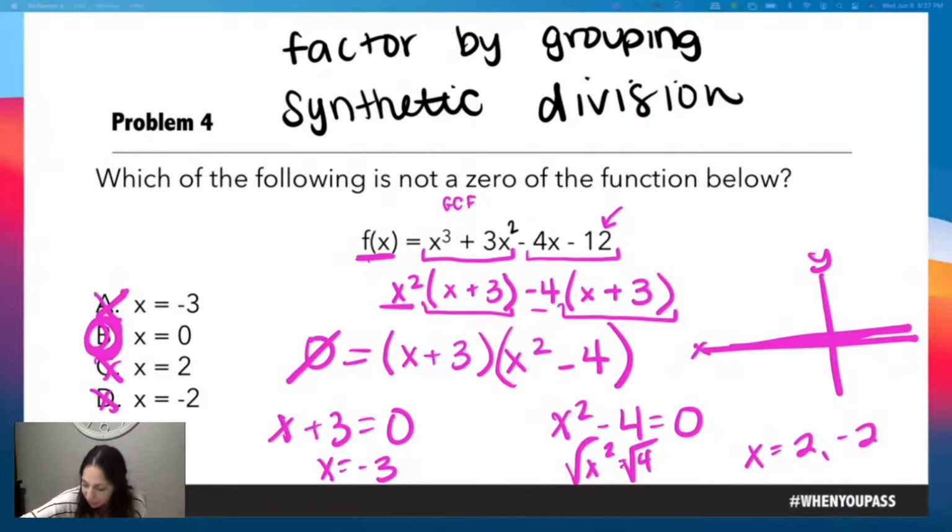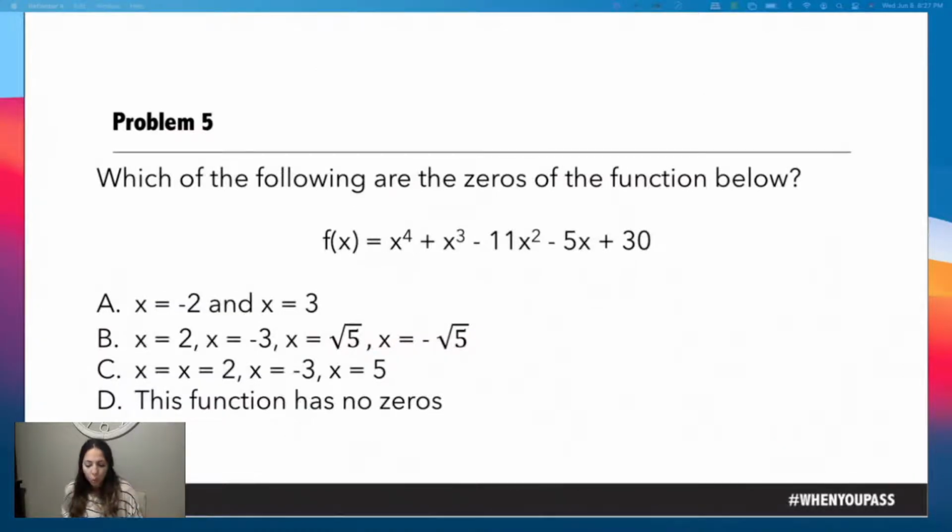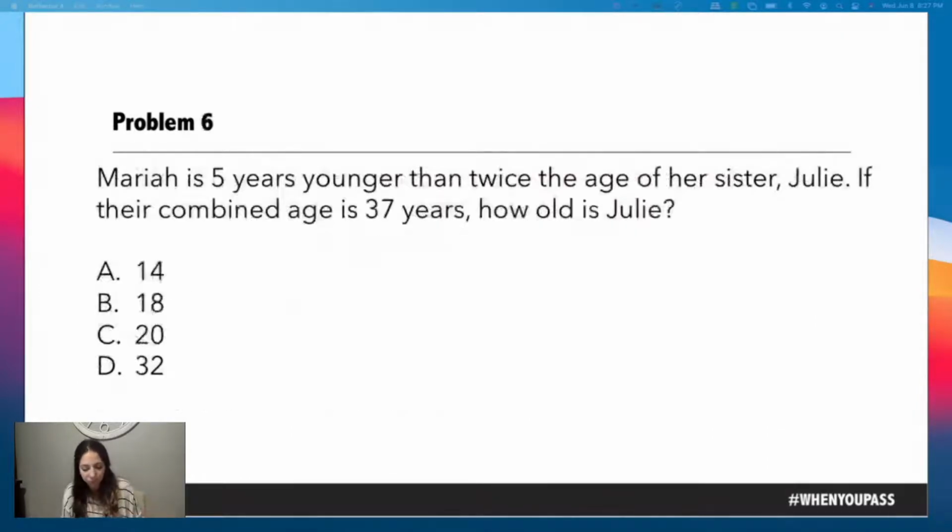You're welcome, Cheryl. I'm glad that it helped. All right. Which of the following, oh, this is the synthetic division example that I was going to do, and I'm not going to do it right now. So we're just going to skip it. Again, if I have time, I'll come back to it.